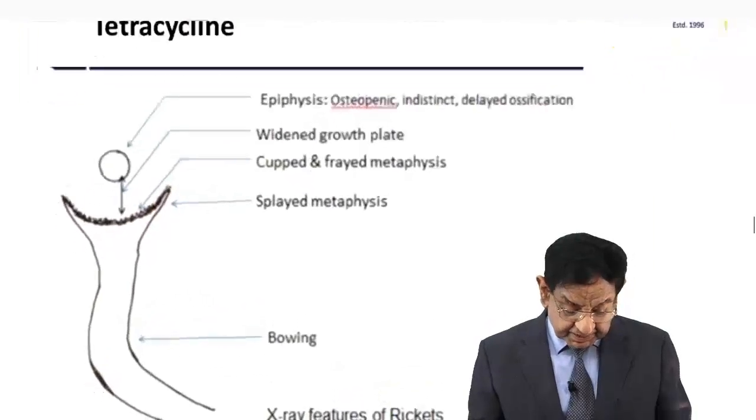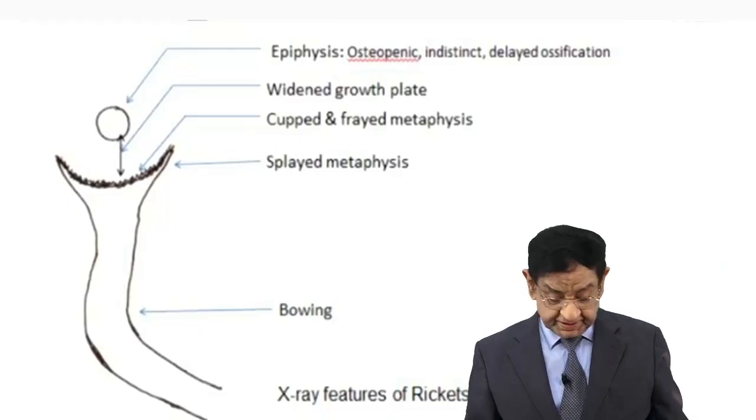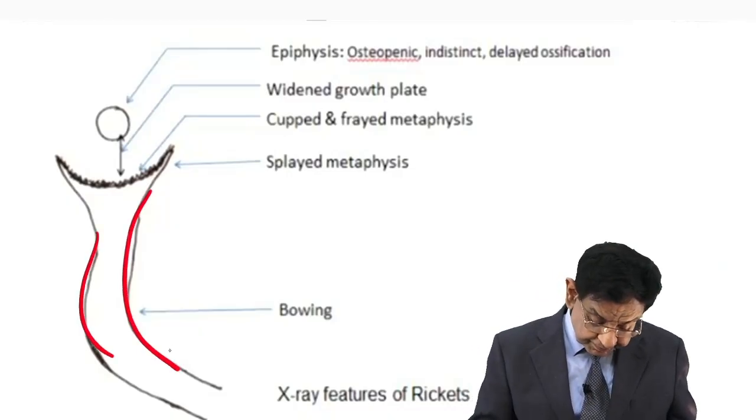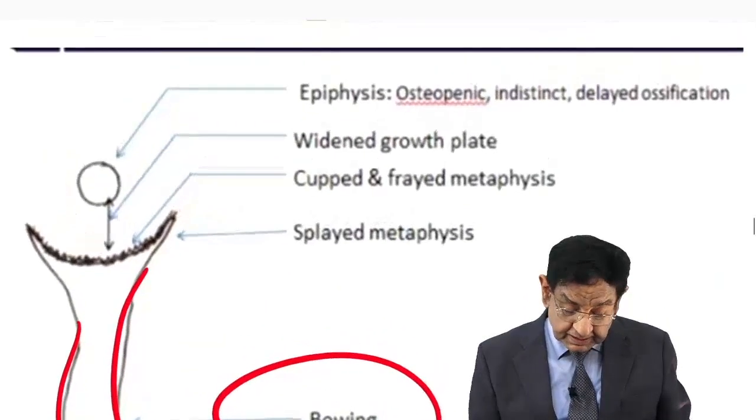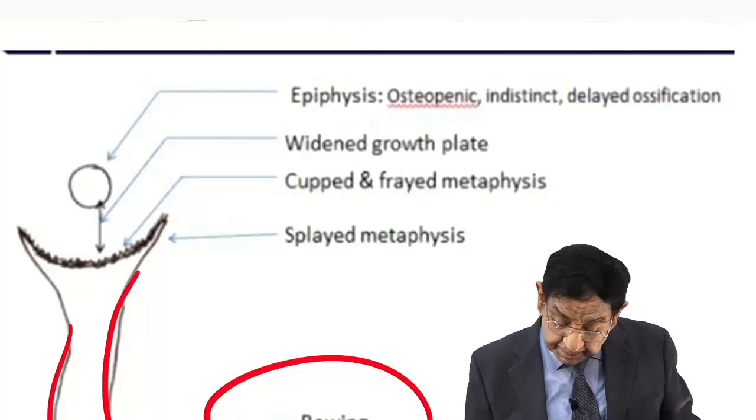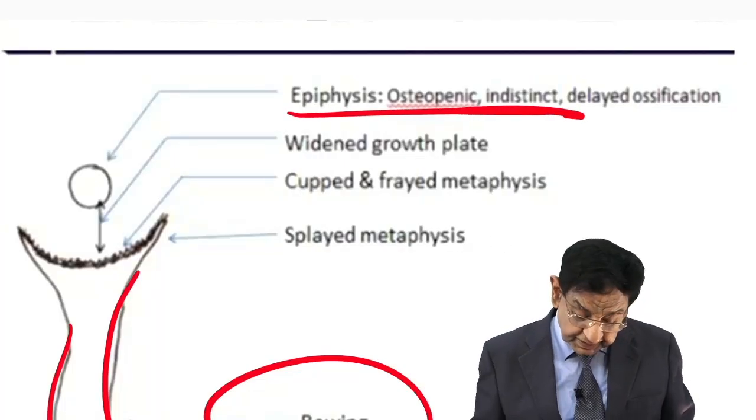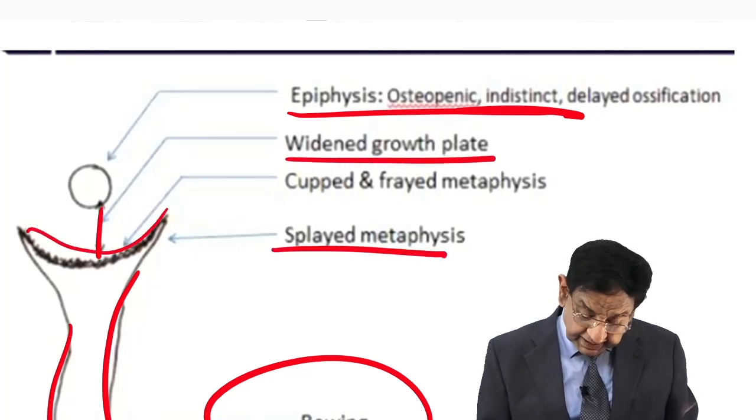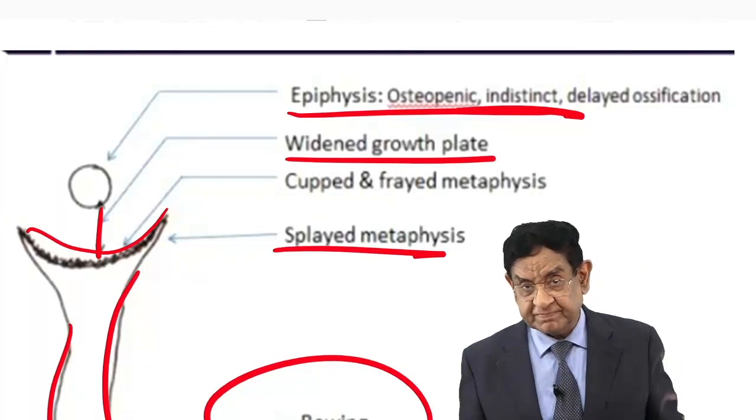Now comes the beautiful picture that shows everything. Bowing of the bone, indistinct epiphysis, wide growth plate, cupping of the metaphysis, and splaying of the metaphysis. Splaying means it is an irregular surface.